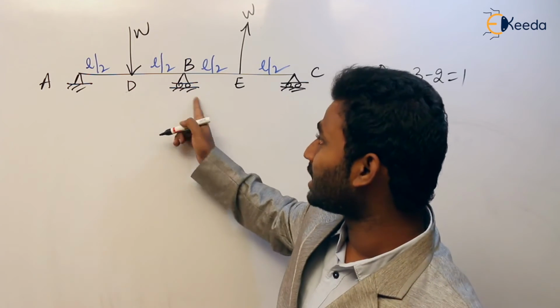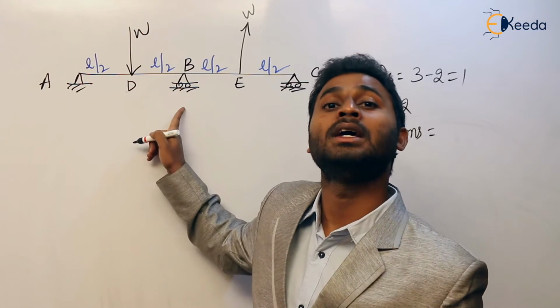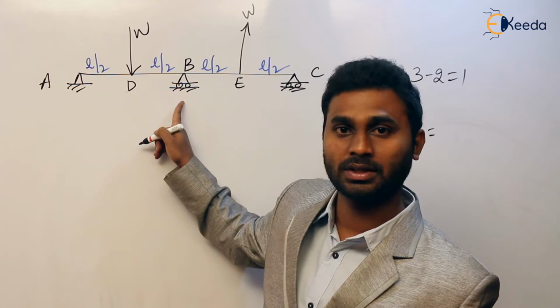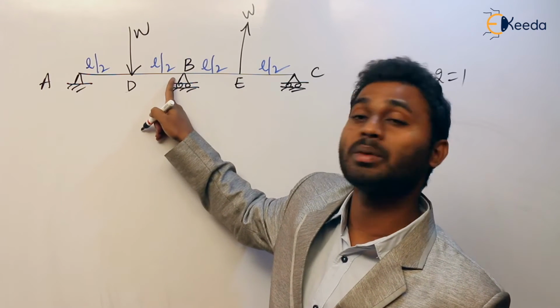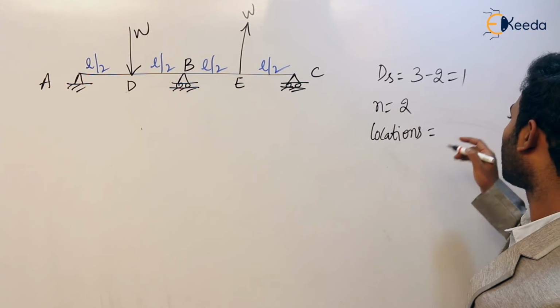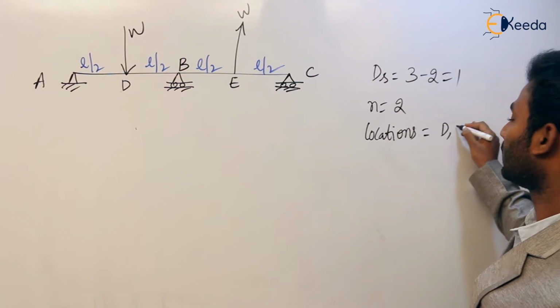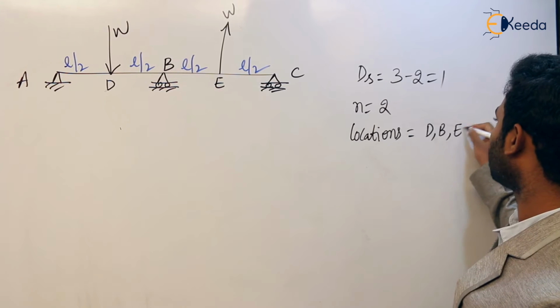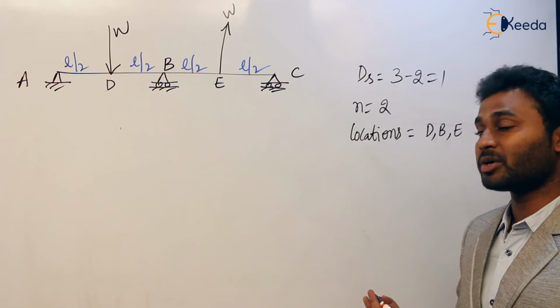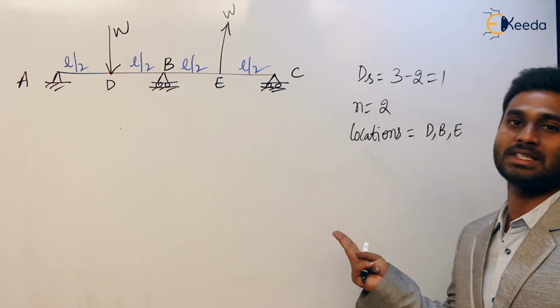So here at B, it can take bending moment. So it is considered as a fixed support or rigid joint, not as a hinge support, because the beam is continuous. Clear? So here it can develop some bending moment. Now the possible locations for the formation of plastic hinges are D, B, and E. But for the formation of a mechanism, we require only 2 plastic hinges.